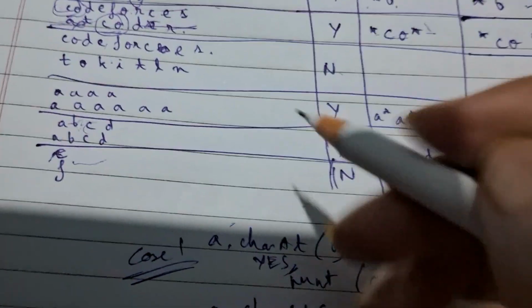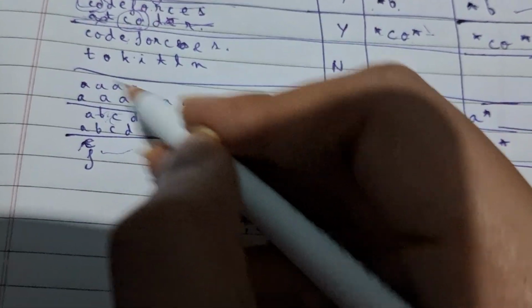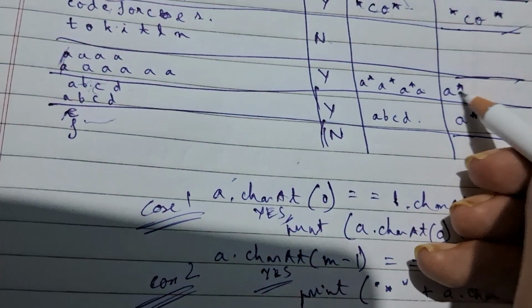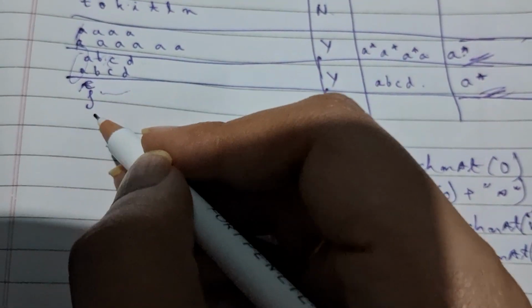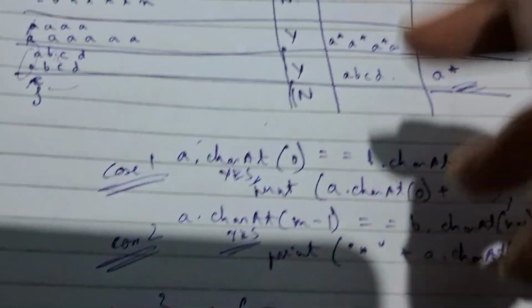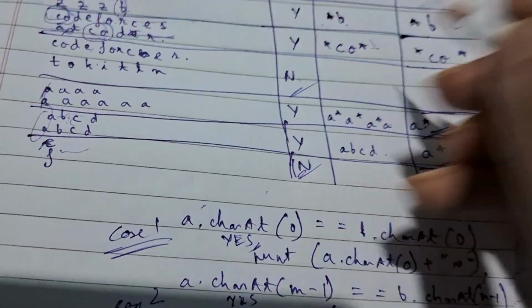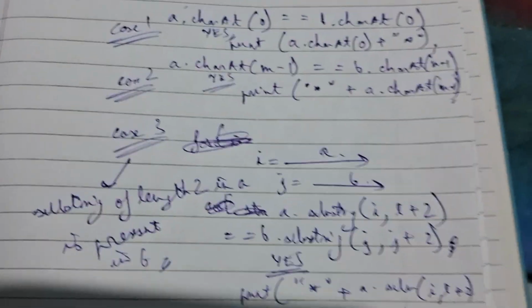This is obviously a no because none of the cases satisfies. For this, the first elements are equal, so A star. Okay. For this, the first elements are equal, so A star. For this C and F, nothing is possible. So no. This is also no. So this is the basic code behind this. That's it. Thank you.